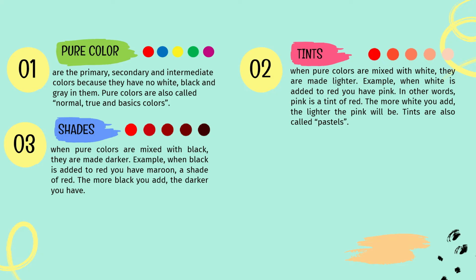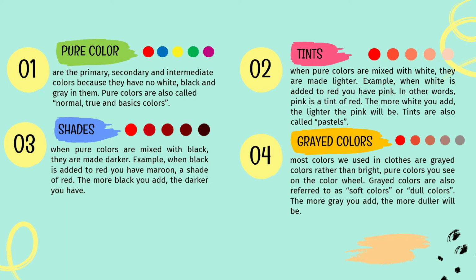Number 3, shades. When pure colors are mixed with black, they are made darker. For example, when black is added to red, you have maroon, a shade of red. The more black you add, the darker it gets. Fourth, grayed colors. Most colors we use in clothes are grayed colors rather than the bright pure colors you see on the color wheel. Grayed colors are also referred to as soft colors or dull colors. The more gray you add, the duller it will be.